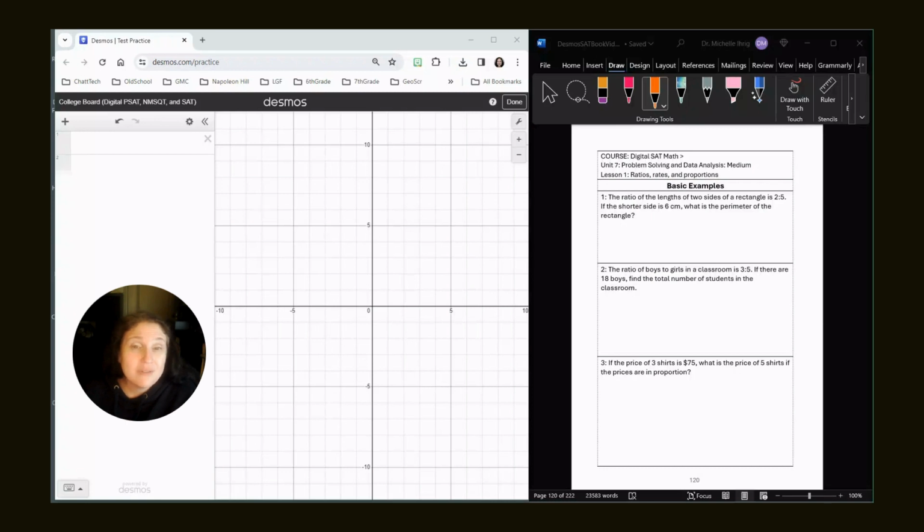Remember, Units 6, 7, 8, and 9 will get you from about the 500 to the 650, 680, 690 range. And it might get you from like 550 up higher. So that's what we're focusing on right now.